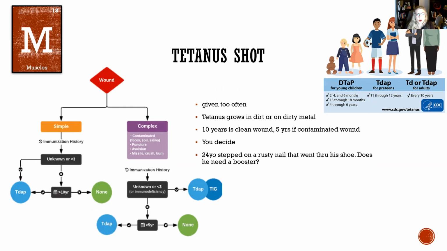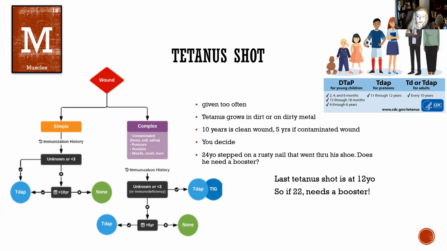So that means that if you have a 24-year-old who steps on a rusty nail, do they need a tetanus shot? Well, they probably got one at 11 or 12, so it's been 10 years. The answer is yes. They absolutely need a booster. Remember that just because they're young doesn't mean that they don't need the shot. You also have to ask a lot of adults about it, because a lot of them don't get that shot every 10 years. It gets forgotten a lot, but it also gets given too often.